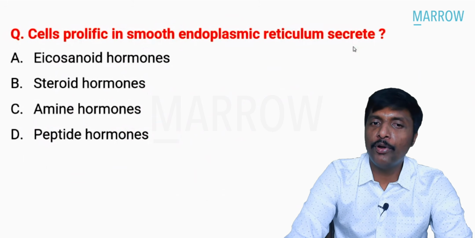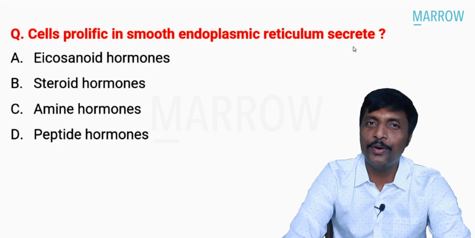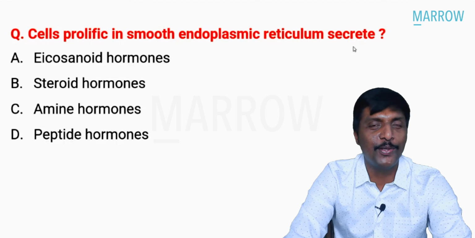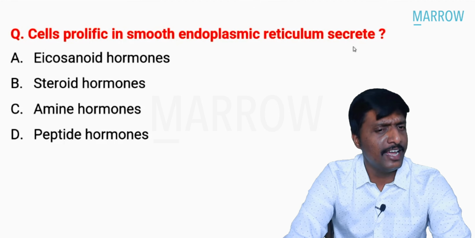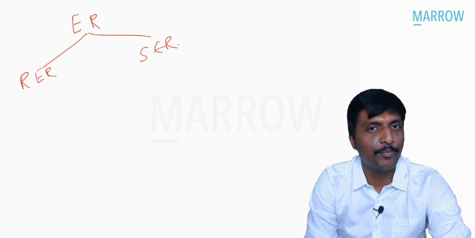Next, cells prolific in smooth endoplasmic reticulum secrete. Very, very important. We discussed this concept in our videos. A very beautiful concept. The answer is steroid hormones. Simple logic, guys. Endoplasmic reticulum has two important types: rough endoplasmic reticulum and smooth endoplasmic reticulum.